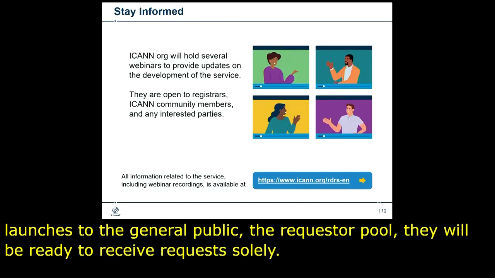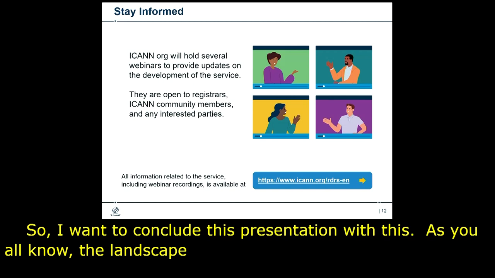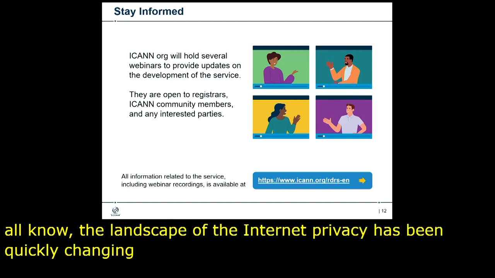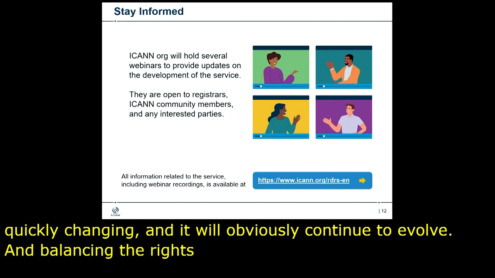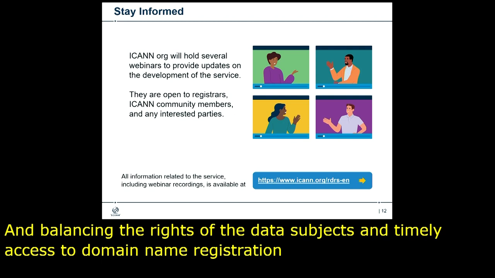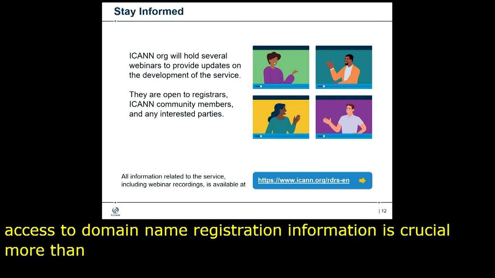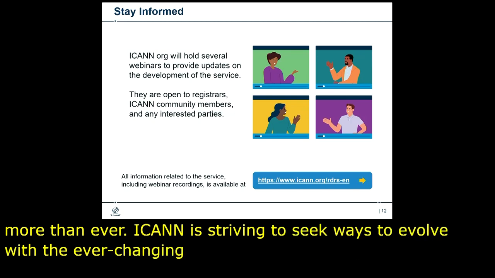So I want to conclude this presentation with this. As you all know, the landscape of internet privacy has been quickly changing, and it will obviously continue to evolve. And balancing the rights of the data subjects and timely access to domain name registration information is crucial more than ever. ICANN is striving to seek ways to evolve with the ever-changing environment and landscape through our multi-stakeholder, bottoms-up consensus building model.